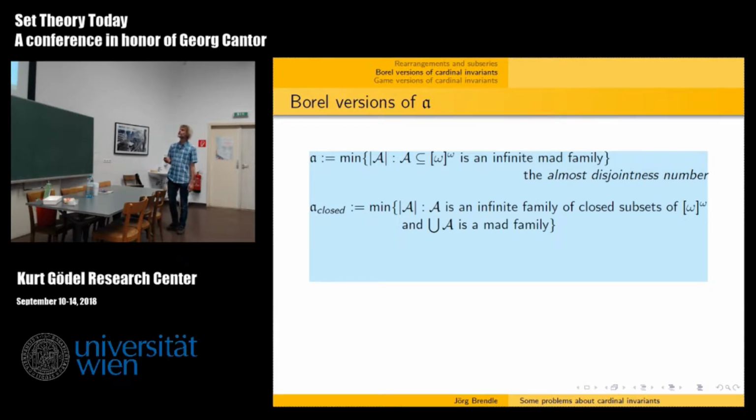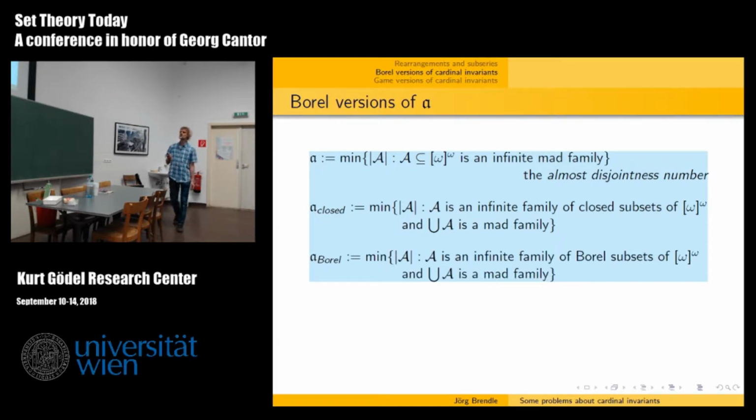So what do we do here? Instead of looking at an infinite mad family, we look at an infinite family of closed subsets of omega to the omega, such that their union is a mad family. So of course, each of these closed sets is an almost disjoint family, and if you take all these closed almost disjoint families together, you get a mad family. You just take the union. And you ask for the smallest size of such a family of closed sets.